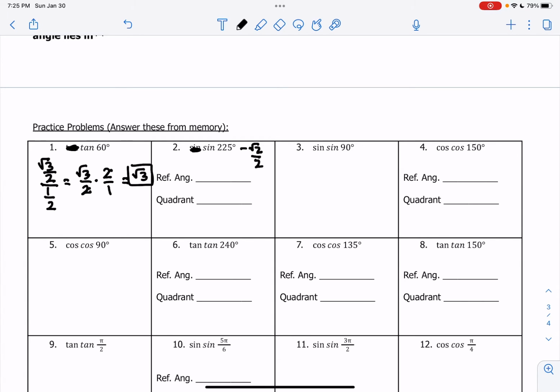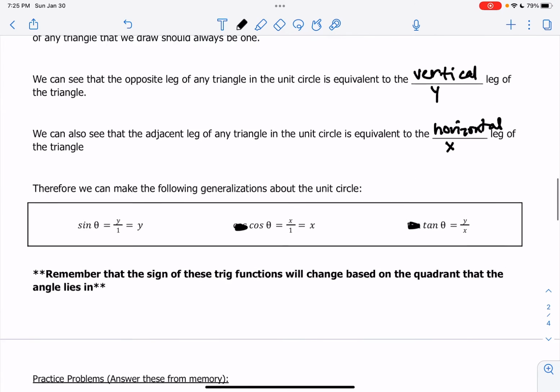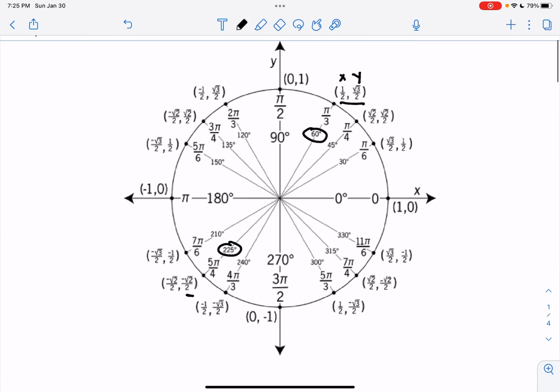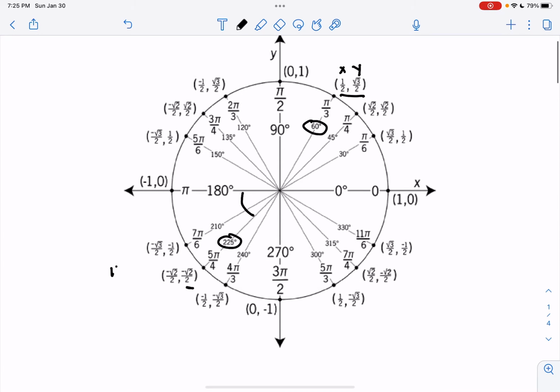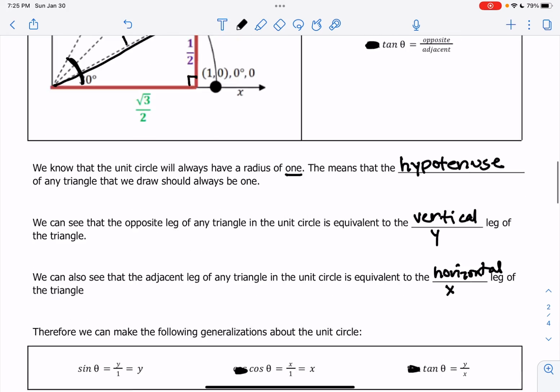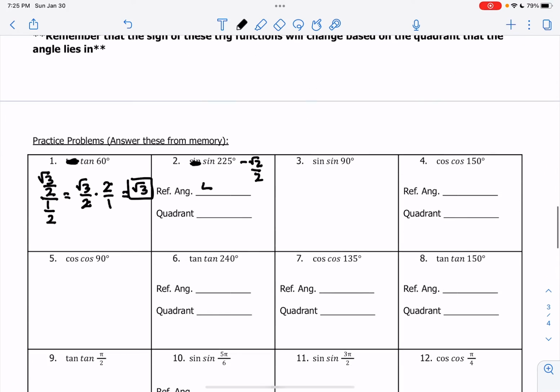Now this question also asks for the reference angle and the quadrant. That has nothing to do with sine. It just has to do with 225 degrees. So let's look at our unit circle. What's the reference angle for 225 degrees? That would be this angle here, and that would be 45 degrees. And I can see that I'm in quadrant 3. So 45 degrees is the reference angle, and that is in quadrant 3.